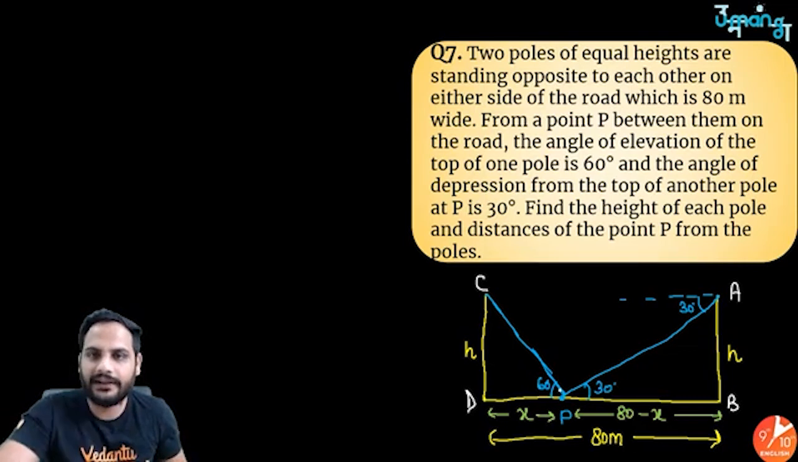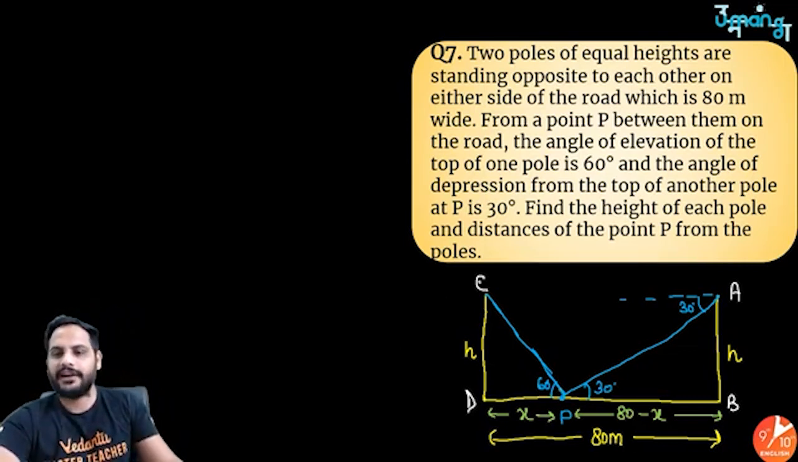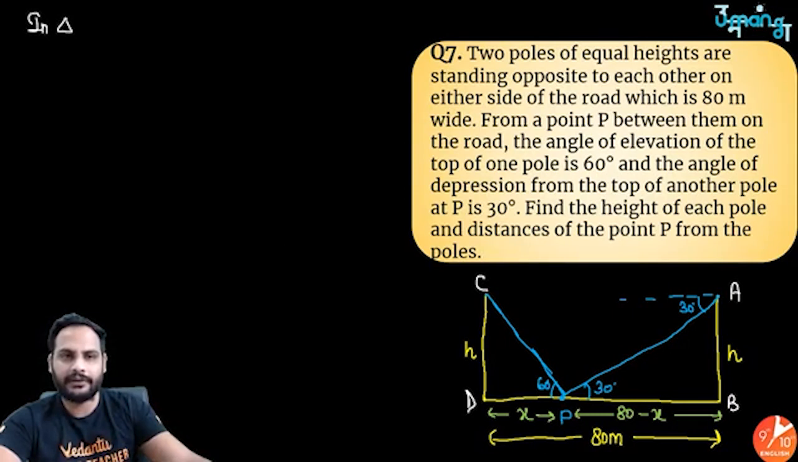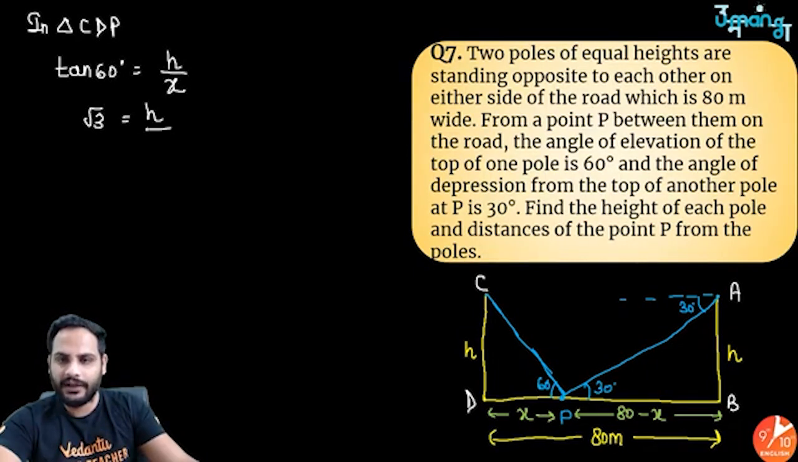So two triangles we have. Let's use the trigonometric ratios in both. So first I can talk about the triangle. Any triangle I can talk. Let's say we'll talk about triangle CDP. So in triangle CDP, I can say tan 60 degree is equal to h by x. Tan 60 is what? Root 3 is equal to h by x.